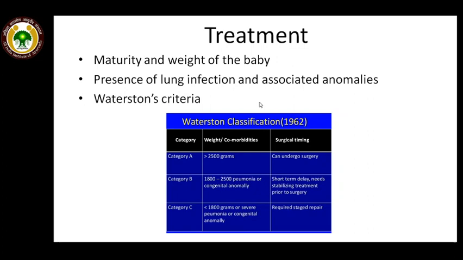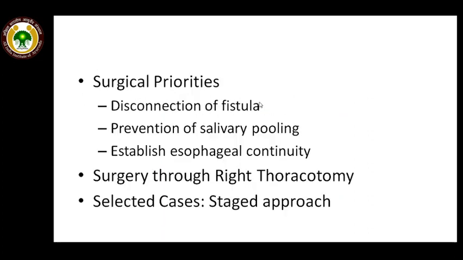Based on that, you have to focus on four things: maturity, weight of the baby, presence of lung infections, and any associated anomalies. So what are the surgical priorities? There are three. Number one, disconnection of the fistula. Number two, prevention of salivary pooling. Third, establishing esophageal continuity. These are the three surgical priorities, and the surgery is performed through a right thoracotomy. In selected cases, a staged approach is usually adopted.